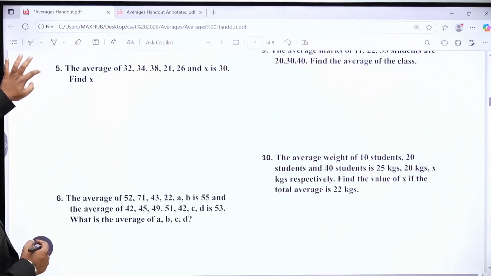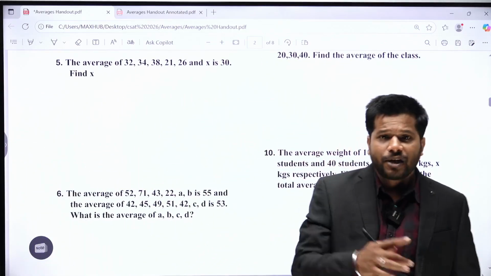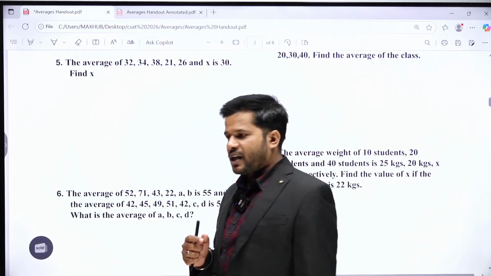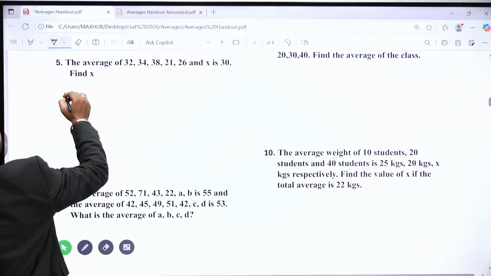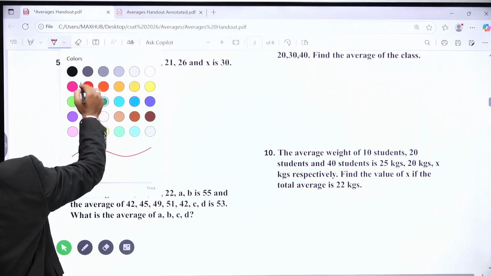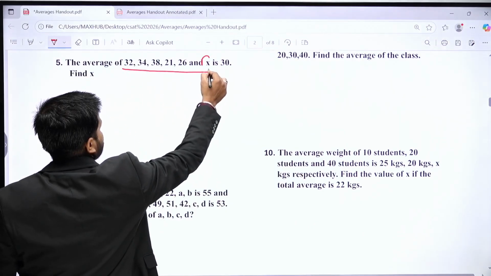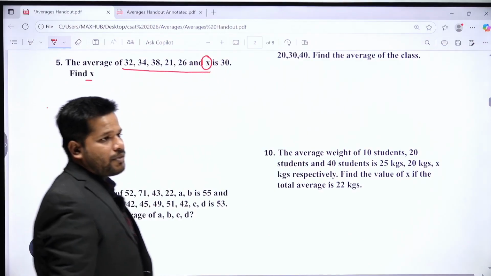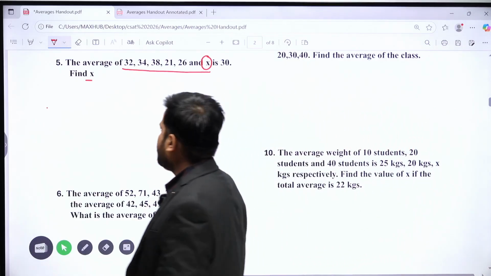Now come to this question. Question number 5. This is of which type? Type is very important. You should know types of the question. ठीक है, types याद रखना बहुत जरूरी है. कितने variety के question हैं, ठीक, ये कौन सा type है? Type identify करो. The average of these numbers, यहां पे आ गया है कि x is 30, find x. The average of these numbers is 30, that means a term is missing from this. You don't know a term.